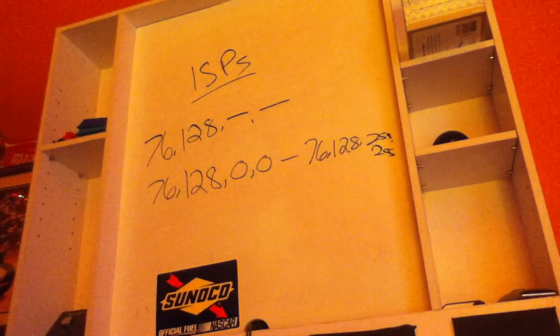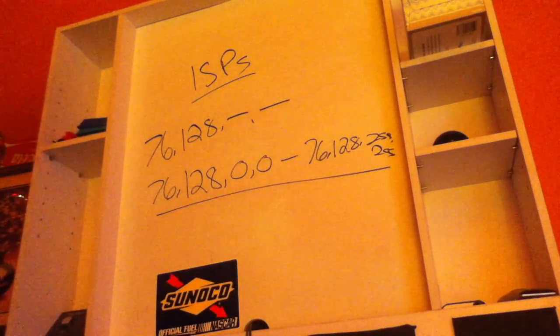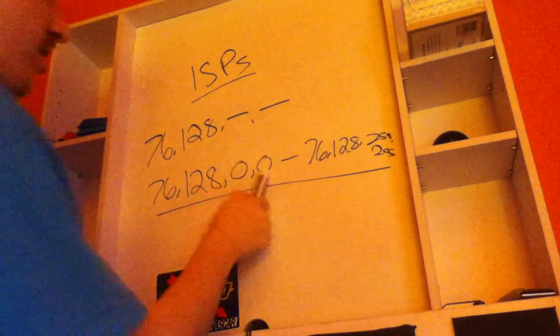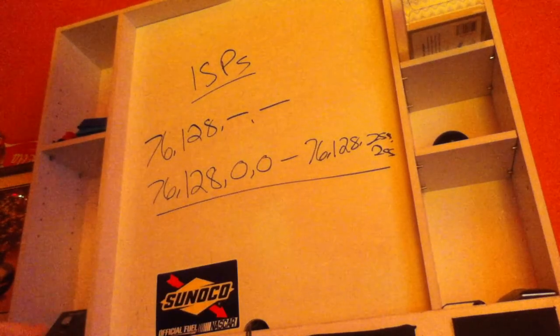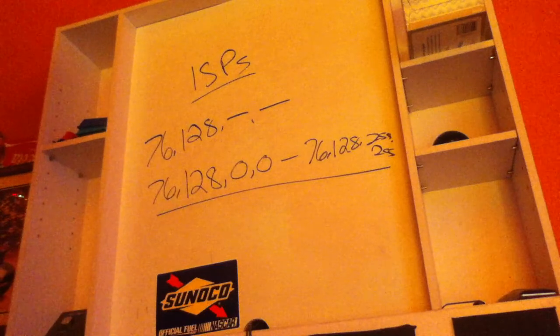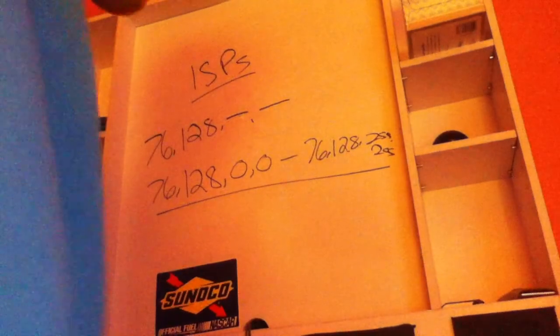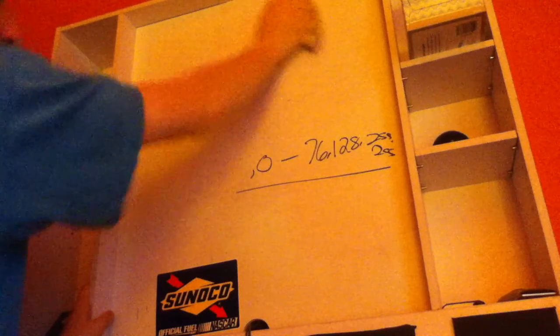ISPs buy IP blocks. All an IP block is, is a range of IPs which are very similar. It doesn't have to start at 0.0 and go to 255.255. It can be very customized, but it'll be a range of IPs which have the same startings. And yes, ISPs do buy different IP ranges as well. So basically, a bunch of routers and a bunch of DHCP servers, etc., make this internet work.